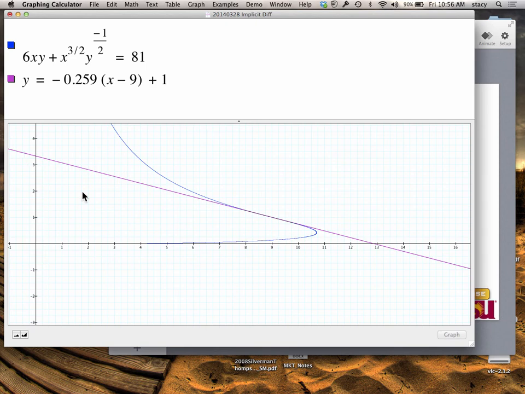Okay, and so when you do your homework this weekend, you're going to be asked to find what they call equations of tangent lines, okay? And this is what's called a tangent line, right? It is the line that has the rate of change at a given point, through that point on the curve.